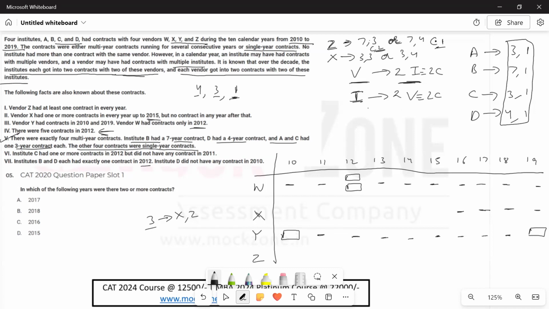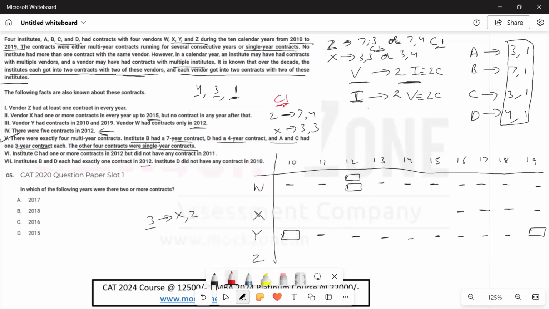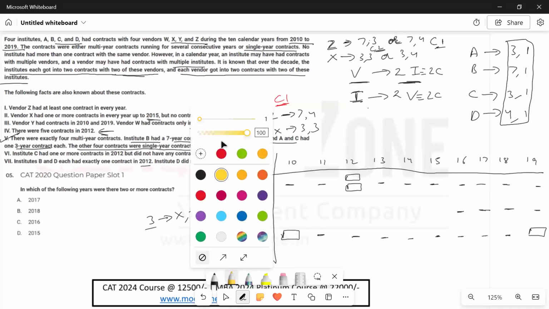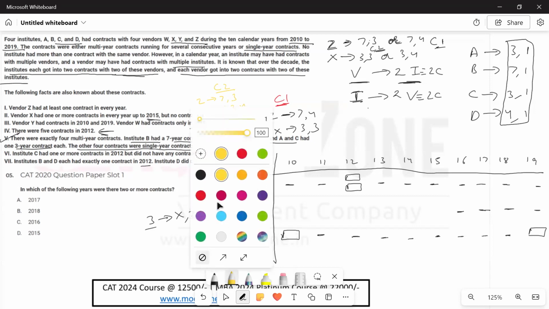अगर Z के पास 7 और 4 हो जाएगा, तो X के पास क्या होगा? अगर Z के पास एक 7 years का कॉन्ट्रैक्ट है और एक 4 years का कॉन्ट्रैक्ट है, तो X के पास क्या होगा? 3 years के दोनों 3 years के कॉन्ट्रैक्ट. ठीक है, इस केस में we'll make this case one by red. Okay, and case two will be with yellow. Case two is that Z has 7 and 3 and X has 3 and 4. These are the two cases. So let's talk about case one first.